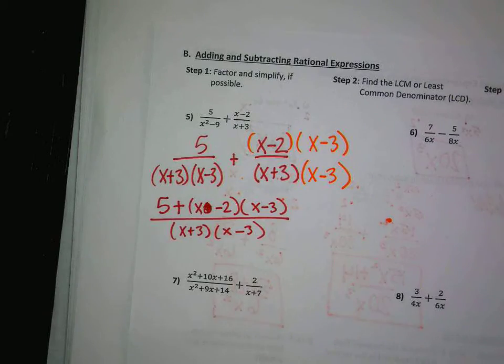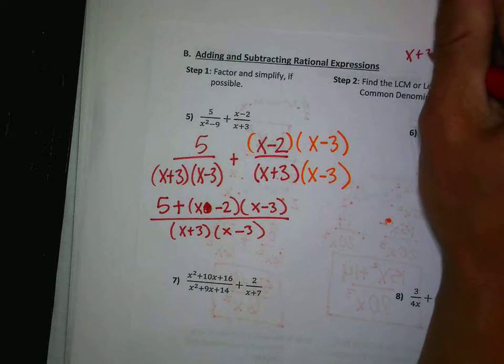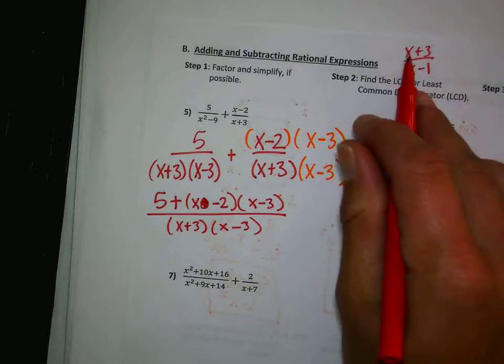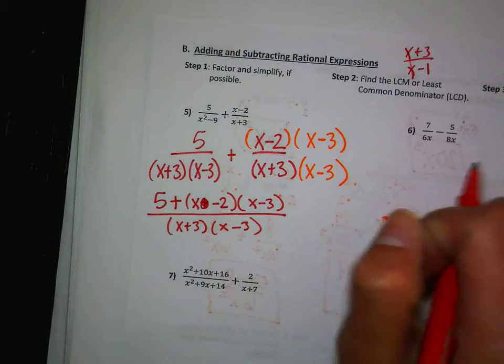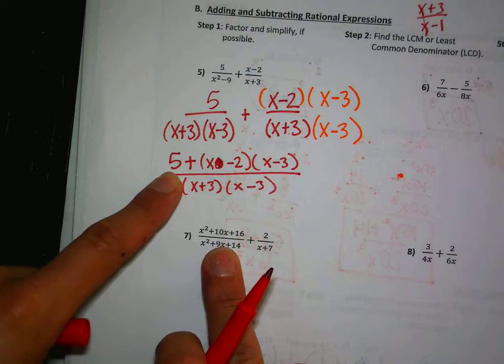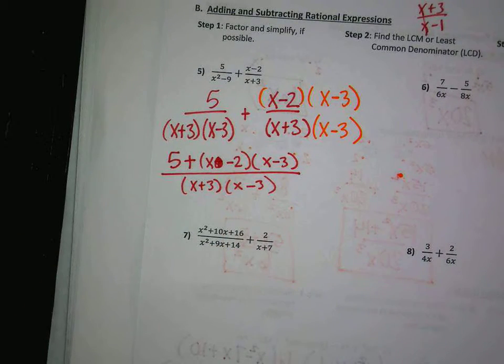Like if when we had x plus 3 over x minus 1, you can't cancel these x's out because that has a plus 3, that has a minus 1, right? They're different. So this is the same thing except we have a plus 5 here. So if you have something that's being added or subtracted, you can't just start canceling stuff out.